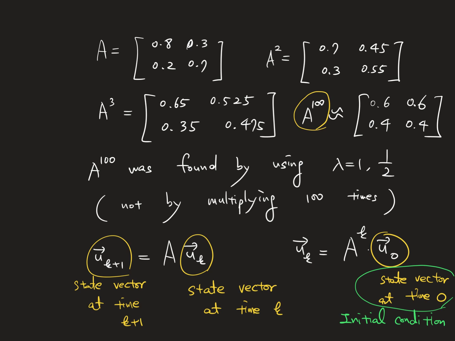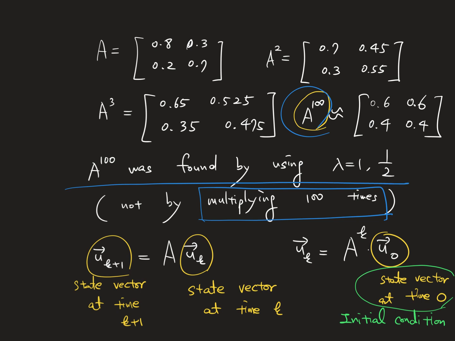We might say this is the initial vector or initial condition. So sometimes we want to know what is going to happen after a long evolution. So in that case, we want to calculate A to the 100 or A to the 1000, and we want to know whether it will converge or diverge. And to calculate that, we don't multiply 100 times or 1,000 times. We use eigenvalues to calculate that.